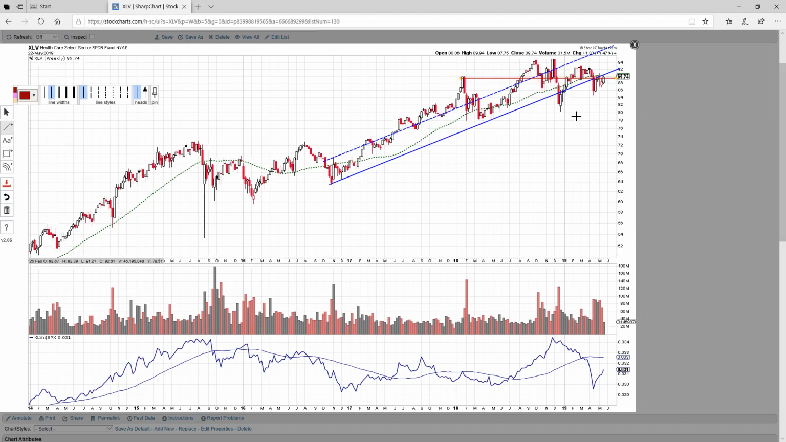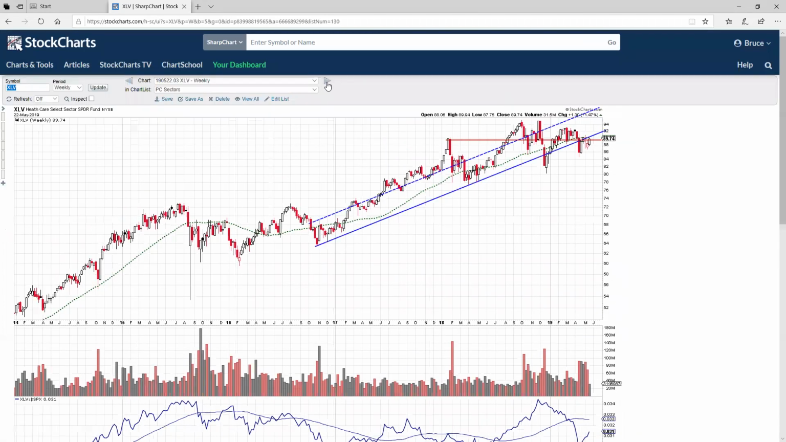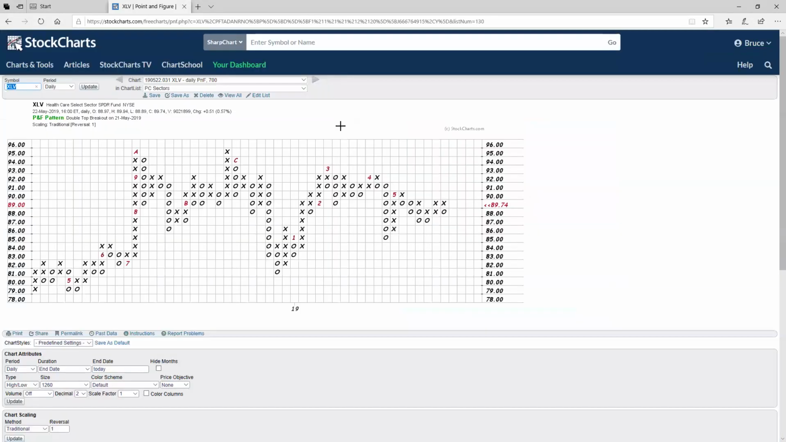Now notice what's happening. Weakness underneath the demand line, weakness again underneath the demand line, and now attempting to rally, but it's staying underneath the channel, which is a source of vulnerability. And so this is very concerning for healthcare, and we're going to want to watch to see if healthcare goes into just an outright downtrend. And so we'll keep a very close eye on that.